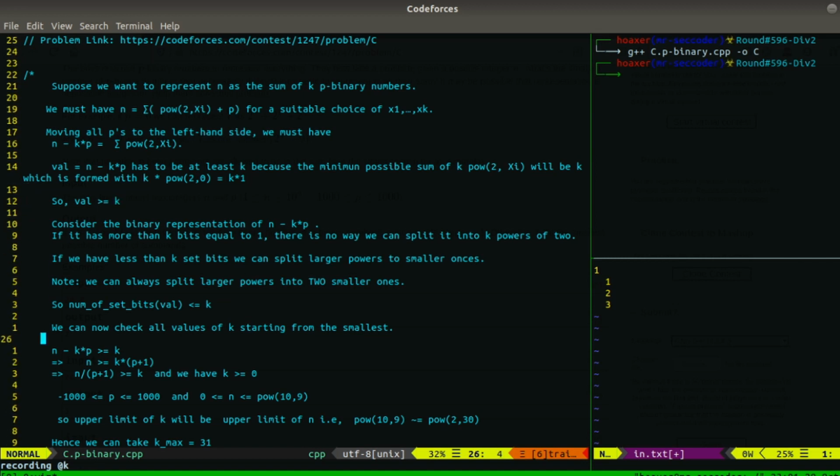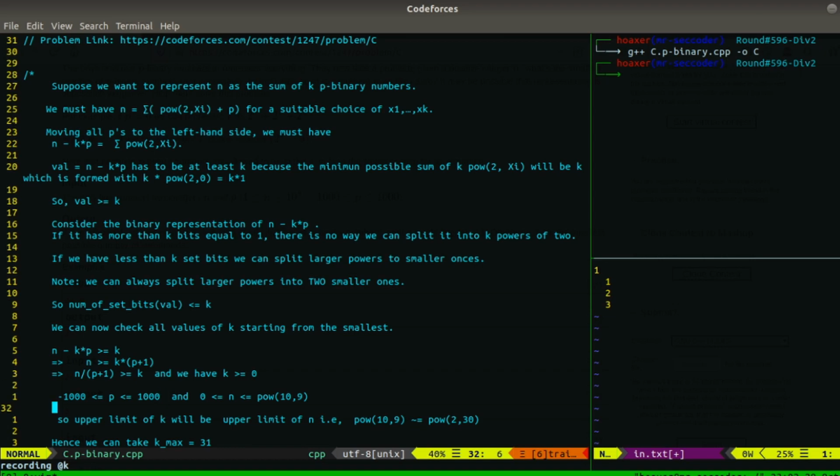So now we can't iterate over all the values of k. Why? Because there's a required number of values starting from 0. We derived that n minus k into p should be greater than or equal to k. So if we take k common and put the k into p term on the right hand side, n is greater than or equal to k into p plus 1. So p plus 1 is greater than or equal to k.